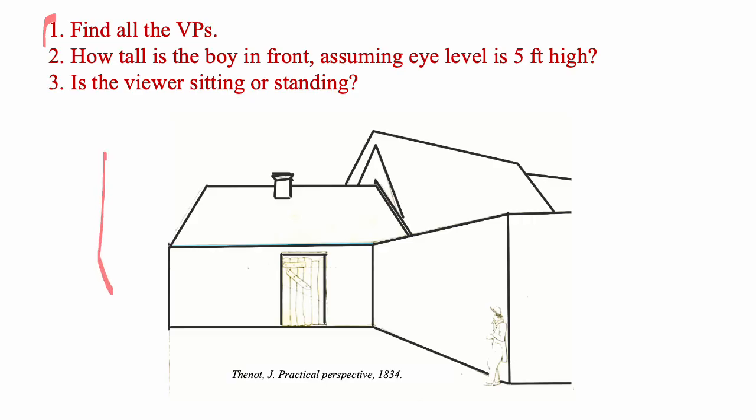First of all, find all the vanishing points. How tall is this boy in front, assuming that eye level is 5 feet high? And is the viewer sitting or standing?